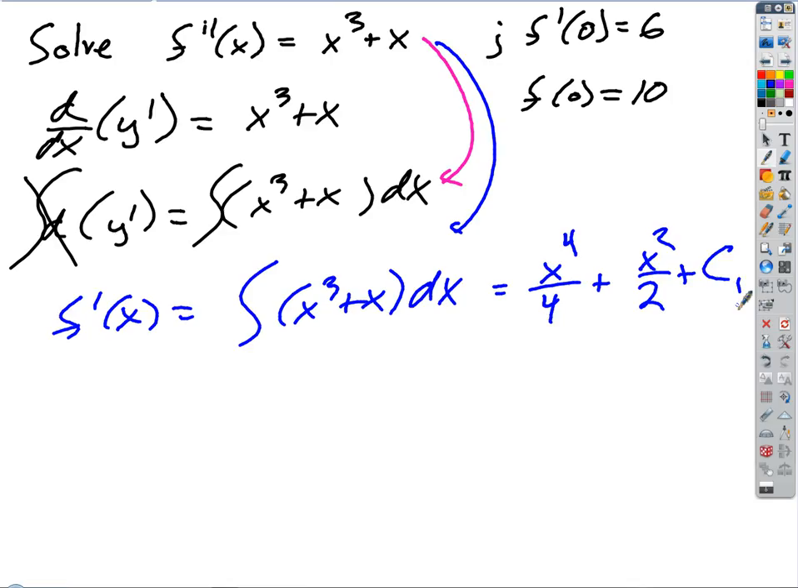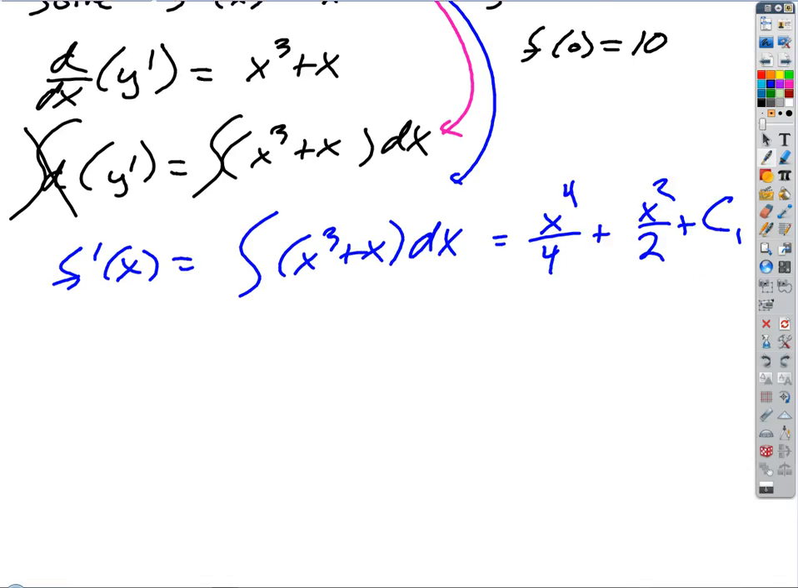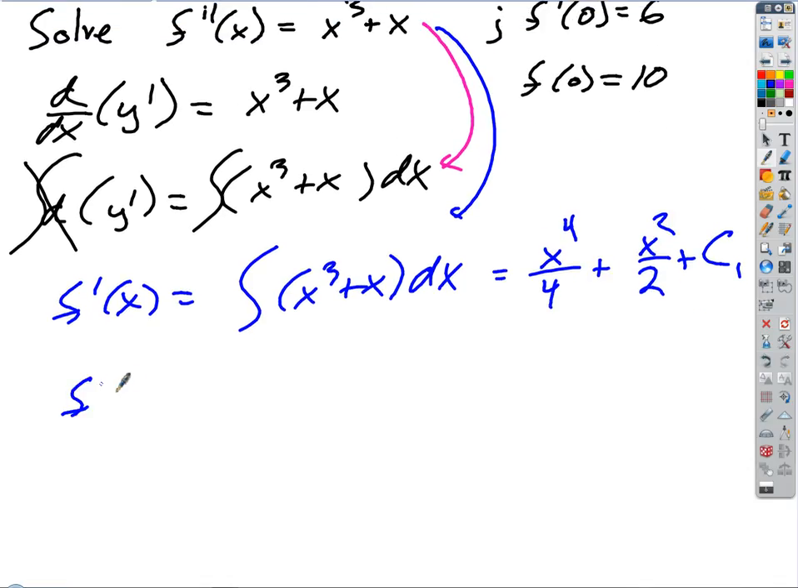Okay, but look, we have some initial conditions, don't we? We have 2 of them this time. We've got one for the value of the first derivative at 0 and one for the value of the function at 0. Which one's going to be important to us here? Yeah, first derivative, right? So we know that f prime of x equals x to the 4th over 4 plus x squared over 2 plus c1.